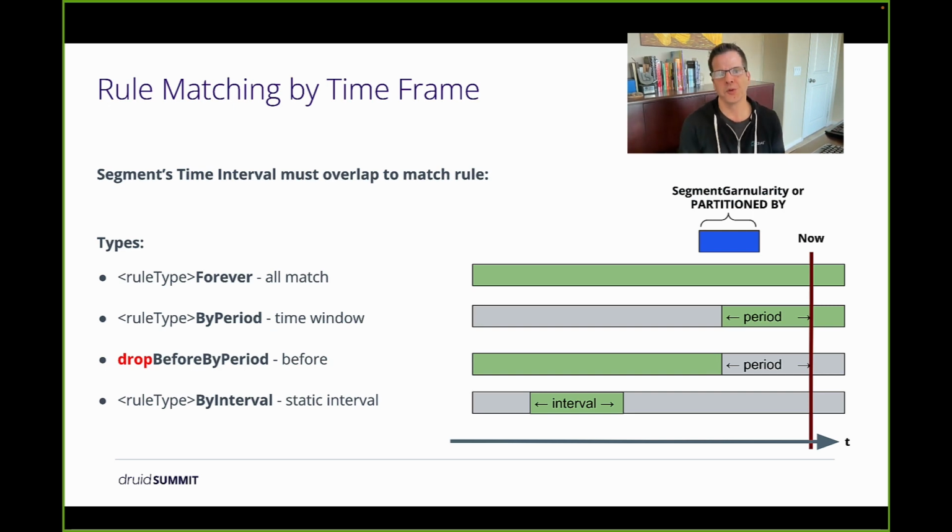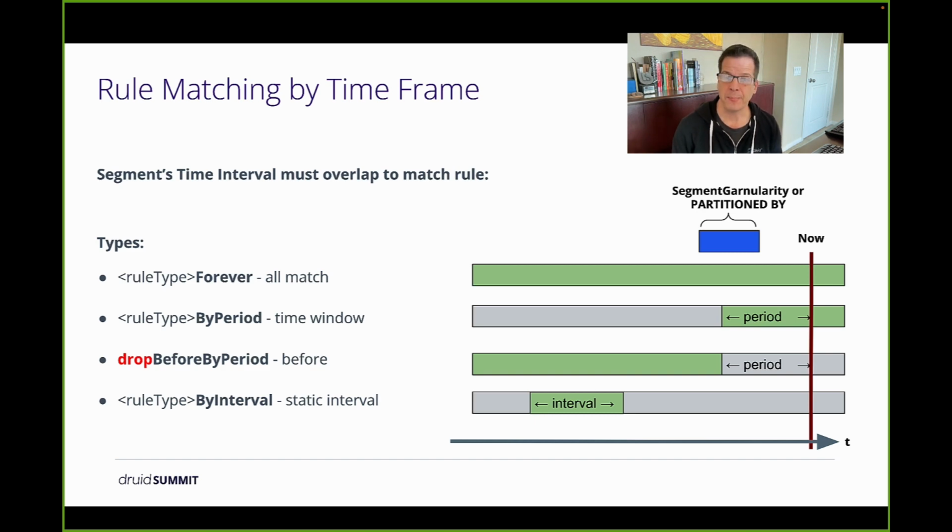So let's talk about the rules in general. The rules have a rule type followed by a time frame, right? So you'll see rule type forever, rule type by period, the drop before by period, which is a specific one that only exists for drop, and then rule type by interval. If you look to the right, the forever one just matches any segment. A segment has a time frame, a start and an end to the data that it covers. If the segment overlaps the rule, it will match the rule. So in the case of forever, any segment matches a forever rule.